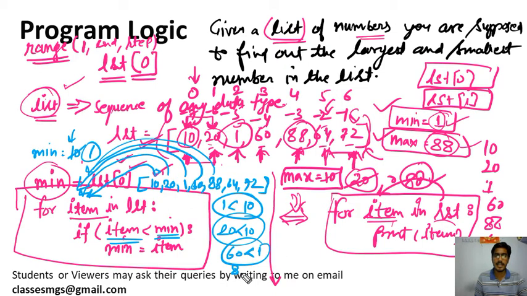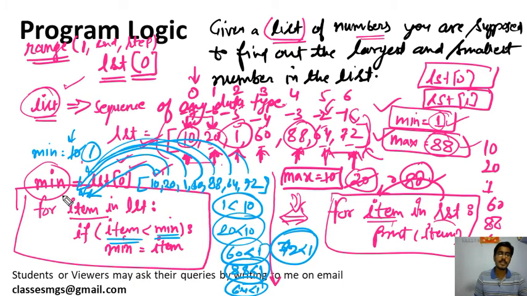88, 88 less than 1, no, continue. 64 is less than 1, no, continue. Then 72, 72 is less than 1, no, continue. So this is how all the elements have been traversed. The for loop will end and we can print the minimum element at the bottom. So this is how you can use this for loop to solve this problem very easily.